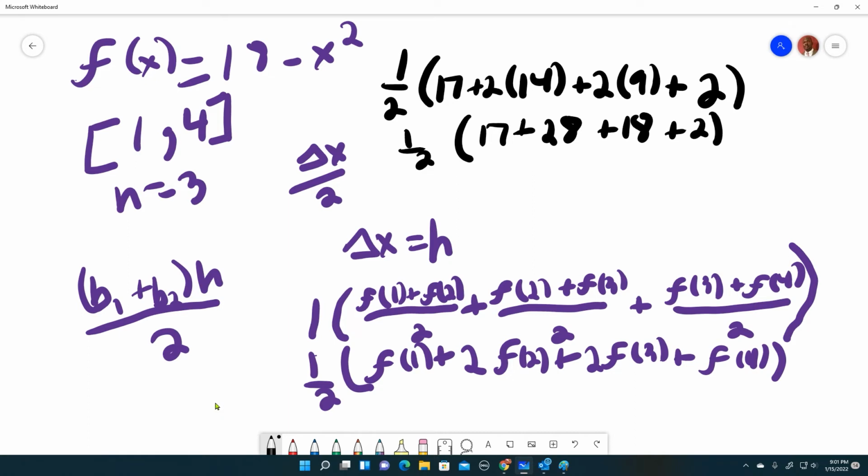These two numbers make 20, and 20 plus 28 is 48, and 48 plus 17 is 65. So we have 1/2 of 65, and 1/2 of 65 is 32.5.